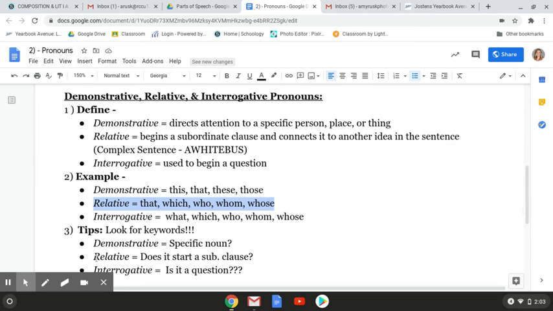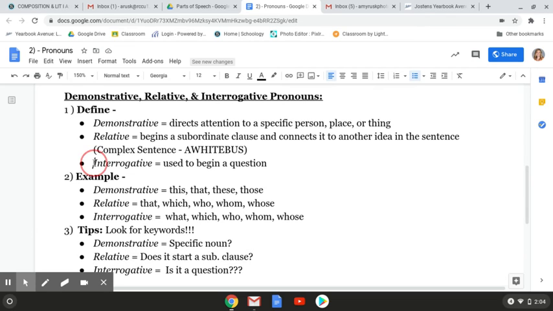So, tips for relative pronoun. Does it start with a subordinate clause? And remember, a subordinate clause is going to start with the relative pronoun. It's going to have a noun and a verb, and it can be taken out of the sentence, and the sentence will still make sense. That's how you know if the pronoun is functioning as a relative pronoun.